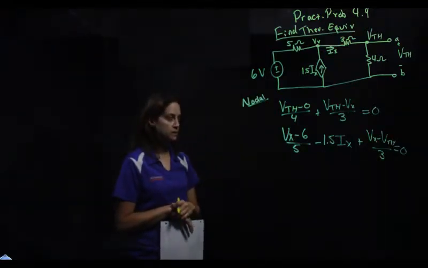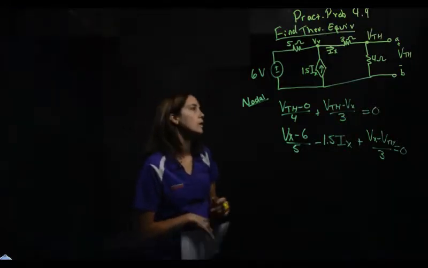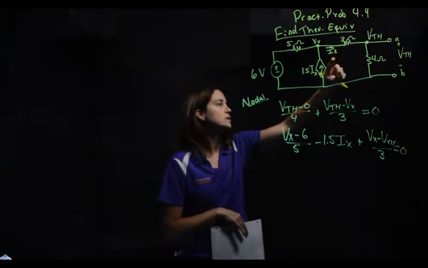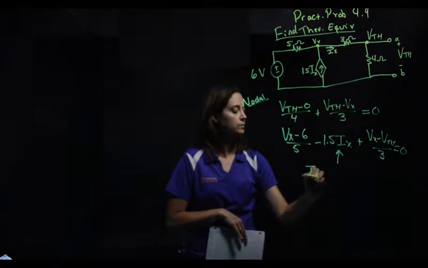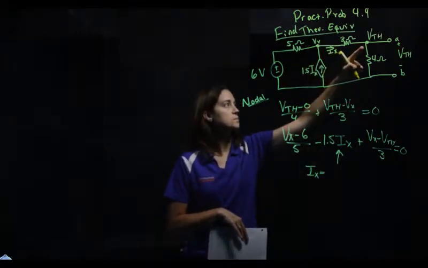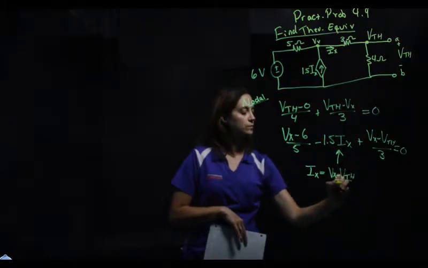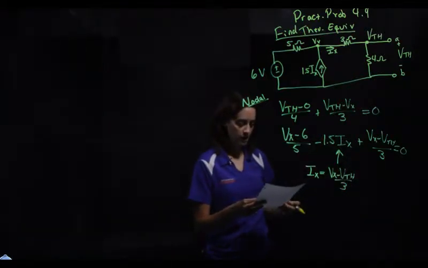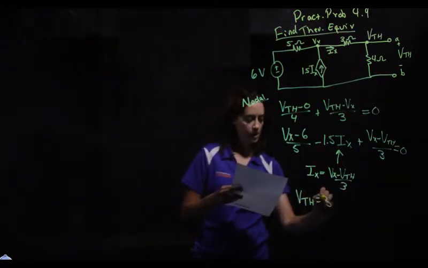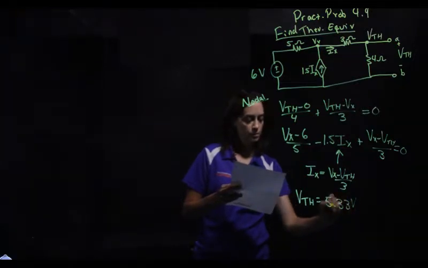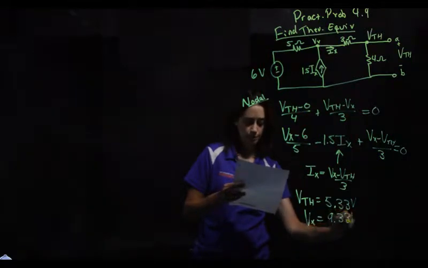So I need to do something with this Ix, because right now I have 2 equations and 3 unknowns. That doesn't work. Well, Ix is right here. So Ix can be replaced with Vx minus V Thevenin over 3. If I make that substitution and do all that algebra, I get a V Thevenin of 5.33 volts and a Vx of 9.33 volts.